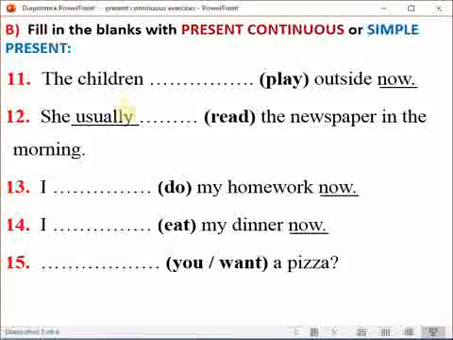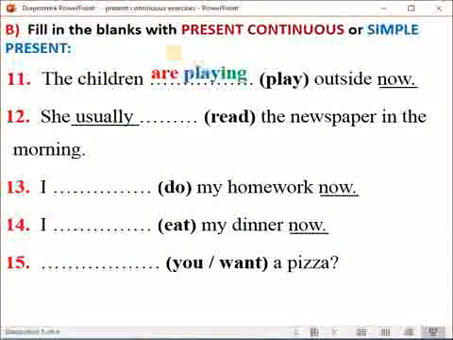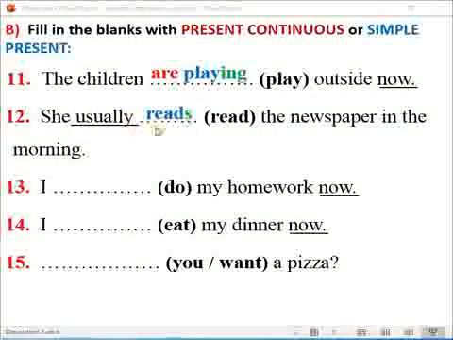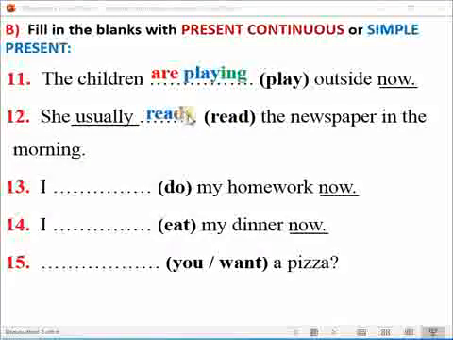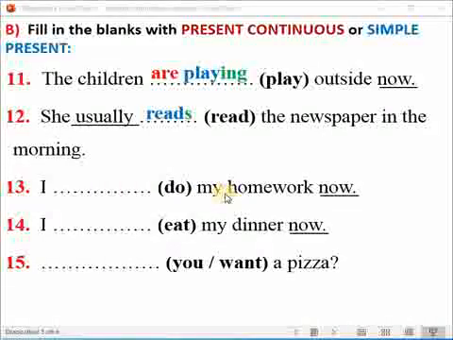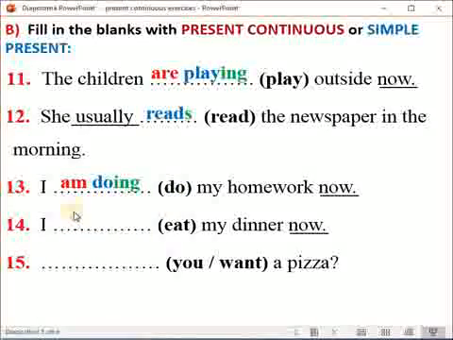So here in the first sentence we have she usually reads the newspaper in the morning. So usually it is a habit, so we conjugated the verb read in the present simple affirmative form. Here we have now, so the present continuous. I am doing my homework.